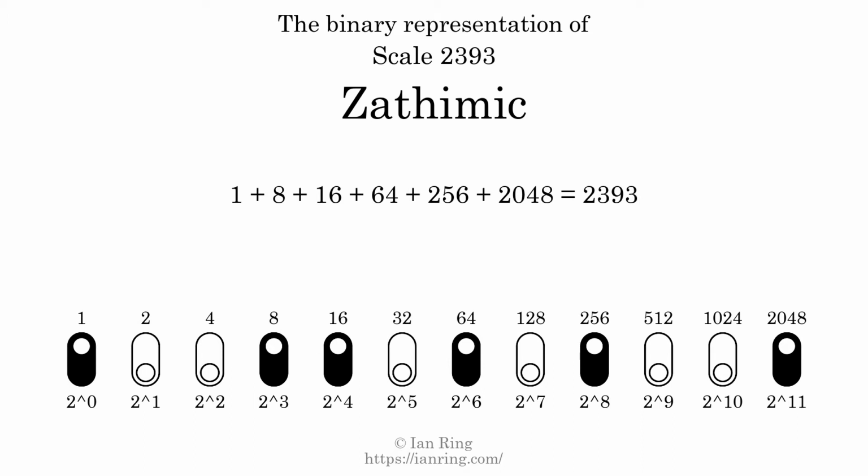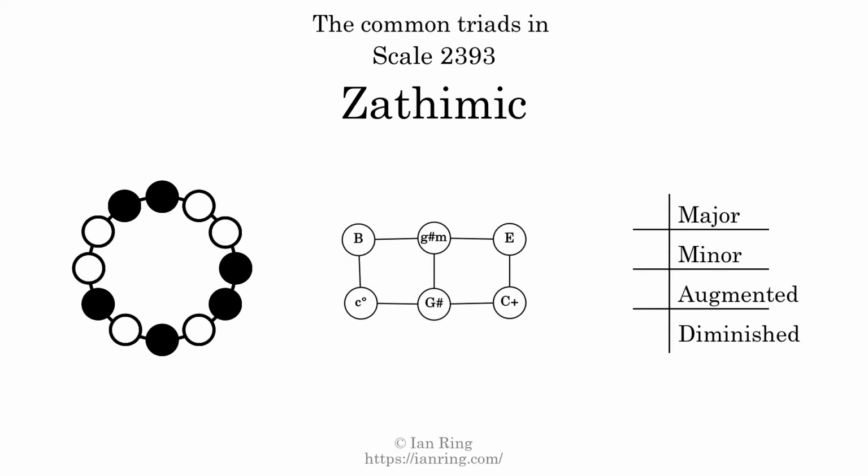2393. The scale number not only enumerates the scale with a unique index, but it also literally describes the tonal content of the scale. Represented as a binary number in base 2, the scale number is 1001010110001. Here are the common triads present in this scale.